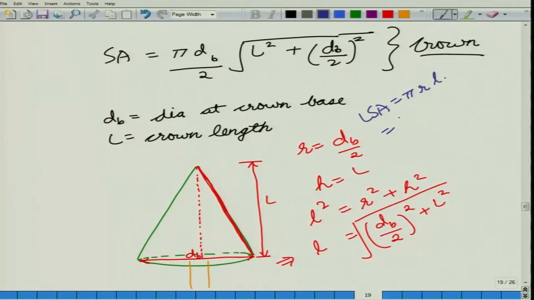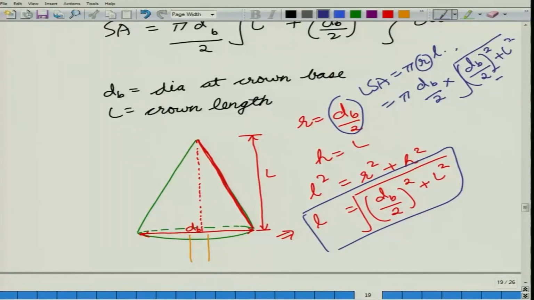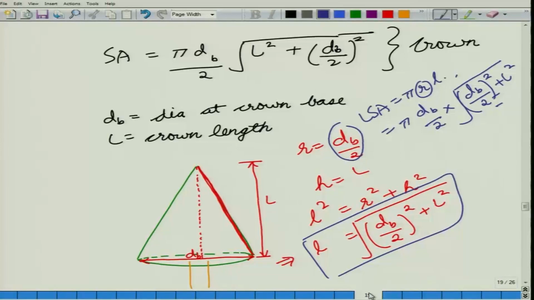So, putting these values, we have pi r is equal to dB by 2 times l. Now, this is the value of l, so it is the square root of (dB by 2) square plus L square. So, essentially this is the same as the equation of a cone: pi dB by 2 times the square root of L square plus (dB by 2) whole square. So, this is how we calculate the surface area of the crown when we consider it to be a conical section.